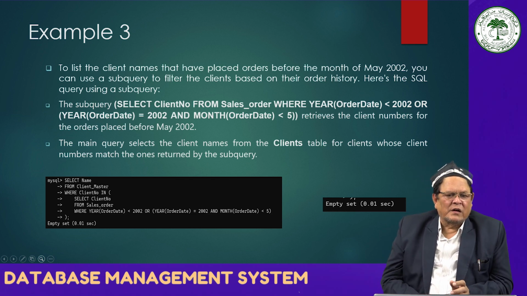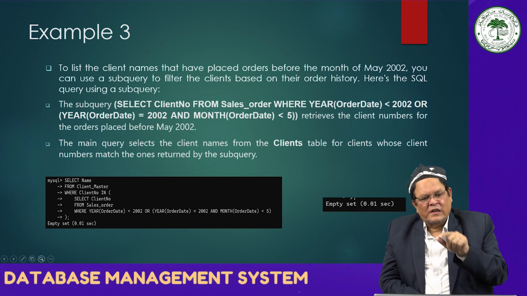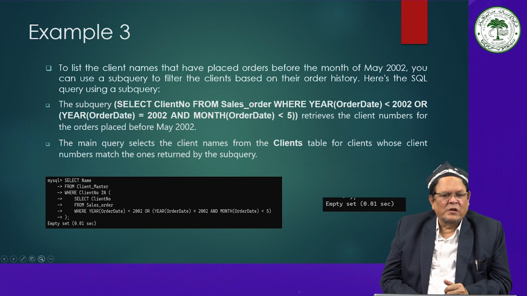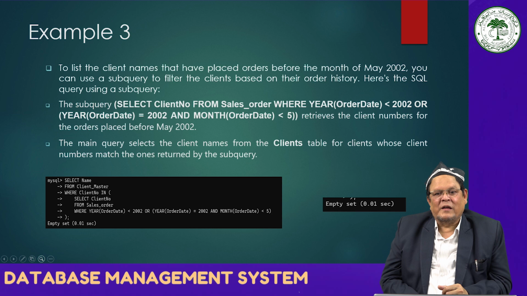So you have to write select name from client master where the client number in, and then nested, within parentheses, you have to write select client number from sales order where year of order date must be less than 2022 or year of order date must be equal to 2022 and month of order date must be less than 5, because I am asking before the month of May 2022. When you enter, it will display empty, no records are available.